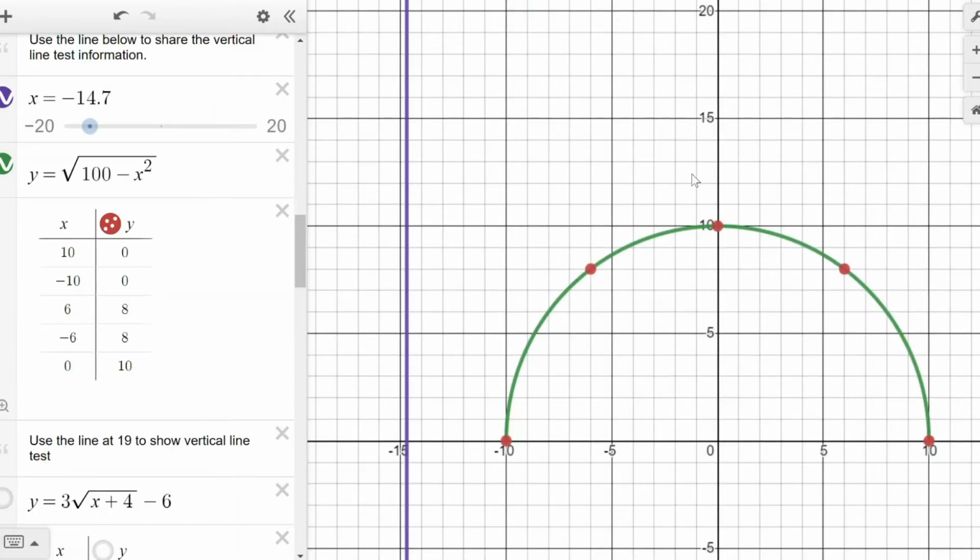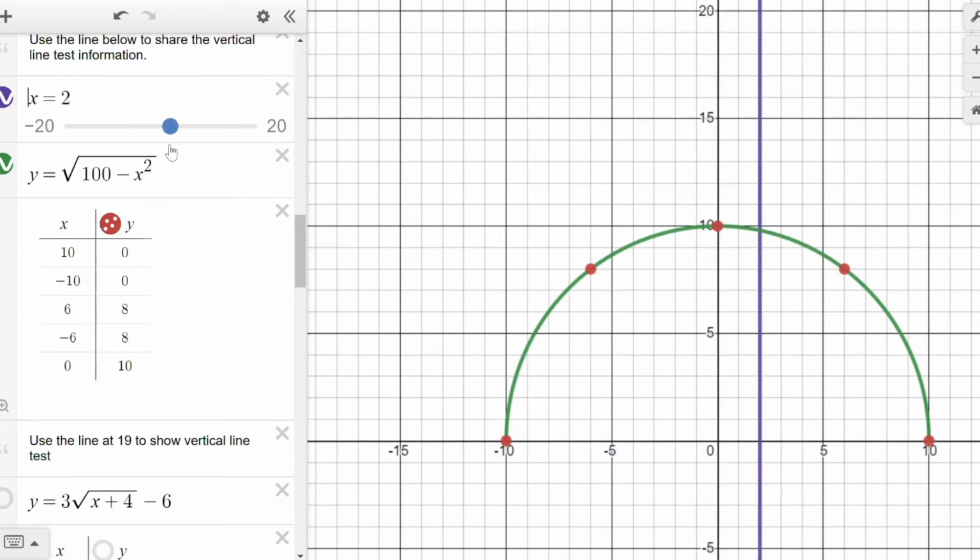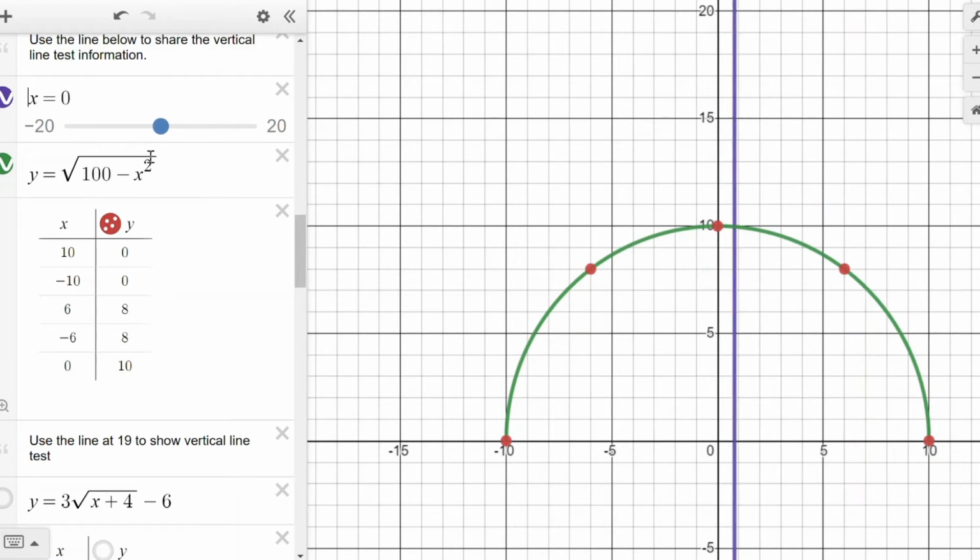Okay, so you will see here that I have done y equals the square root of 100 minus x squared. And you'll also see it looks like half of a circle. This is similar to the equation we just used, but you'll see my integer points that I found: negative 10, 0; 10, 0; 6, 8; negative 6, 8; 0, 10. Those are all the integer ones that I found.